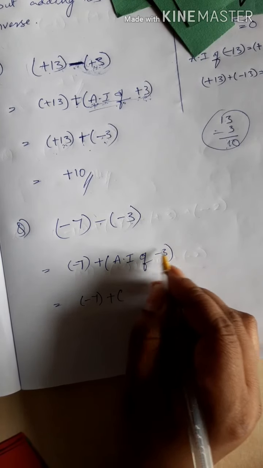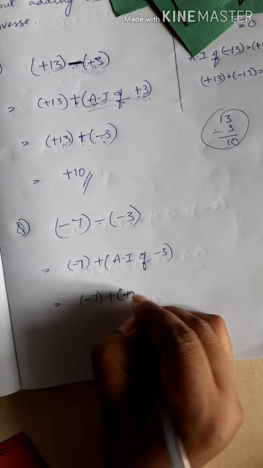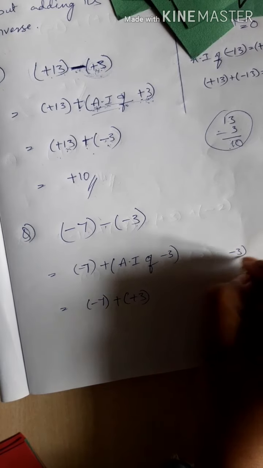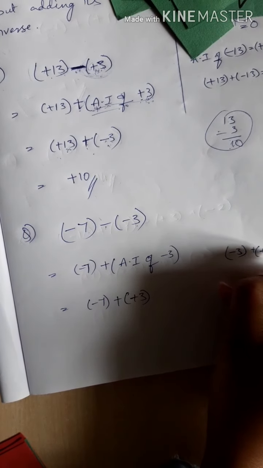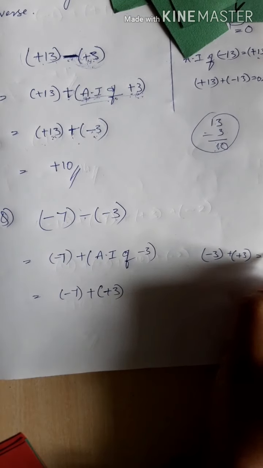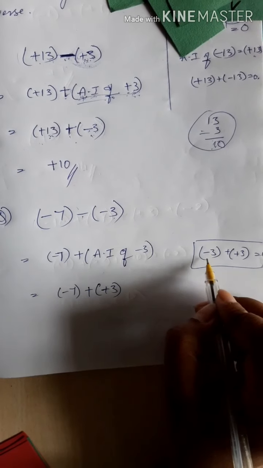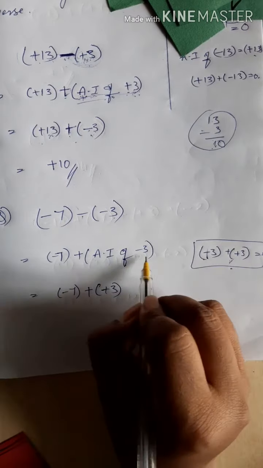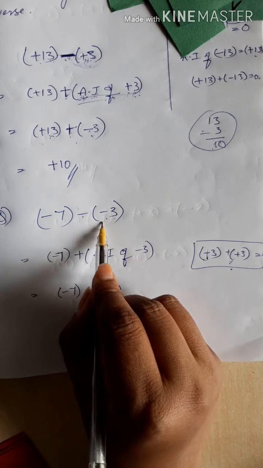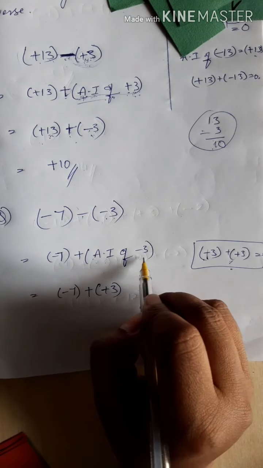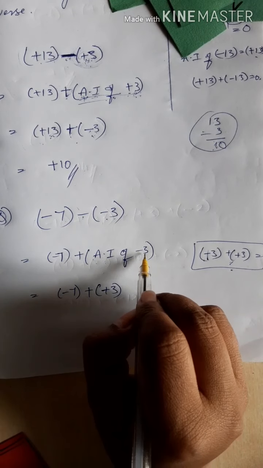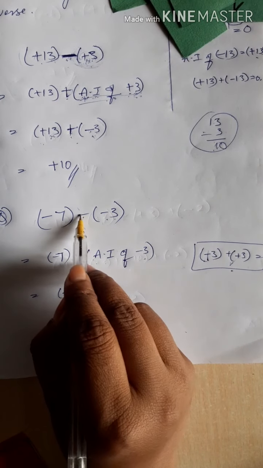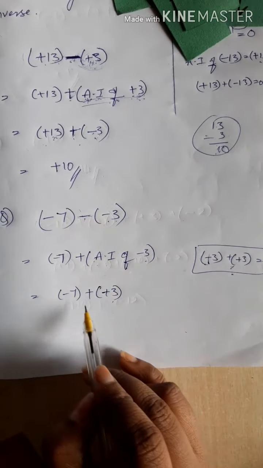Additive inverse of minus 3 is what? Plus 3. Why? Because if you add minus 3 and plus 3, you will get 0. So the additive inverse of minus 3 is plus 3. The additive inverse of plus 3 is minus 3. So what is he asking here? Minus 3. So I have written the additive inverse of minus 3. So what is the additive inverse of minus 3? Plus 3. So subtraction turned into addition.